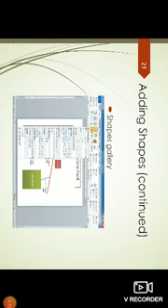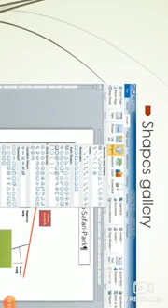So this is adding shapes. First we have to click on the insert tab. Now in the illustrations group, click on shapes. Whenever we click on shapes, it displays a drop down menu. From this we have to select any one option, and after selecting it, drag the mouse on the document and release the left mouse button. Now the shape is inserted in the document.